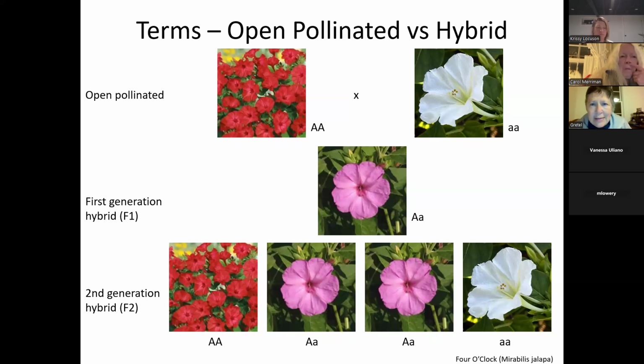Because color is such a simple gene in 4 o'clocks and in a lot of plants, what you get is going to be very predictable. But with other things like flavor or leaf shape or something like that, it's completely unpredictable. So for people who are puzzled about this, I tend to talk briefly about dogs because we understand dogs pretty well, sort of. A poodle is an open pollinated cultivar of dog.